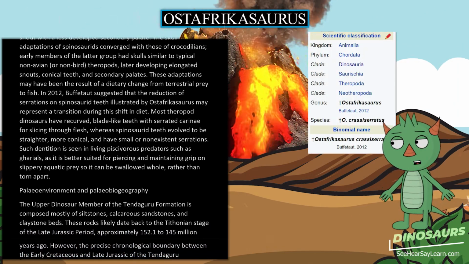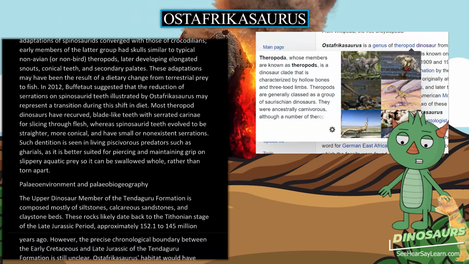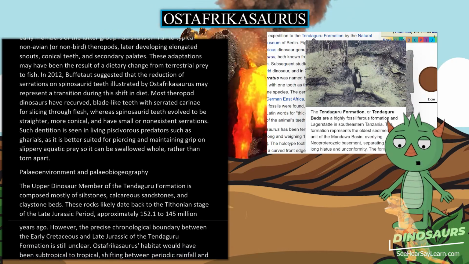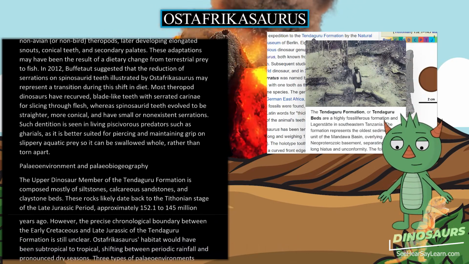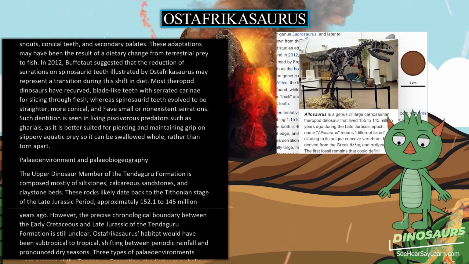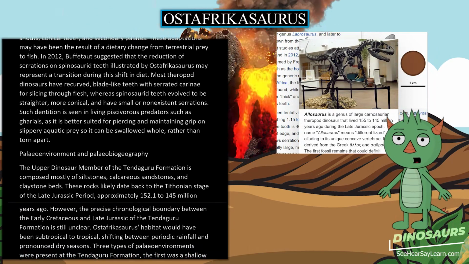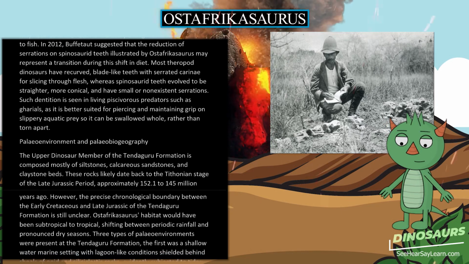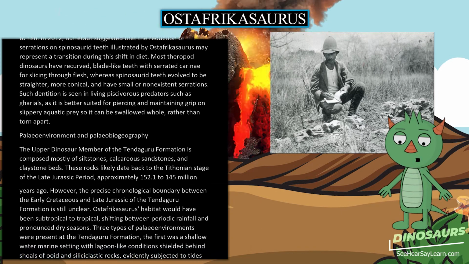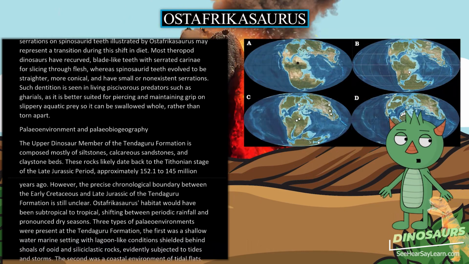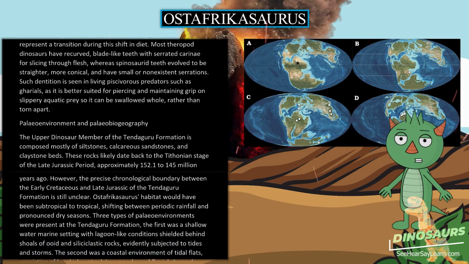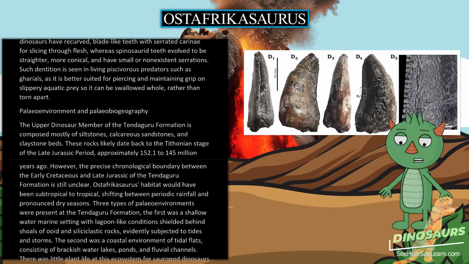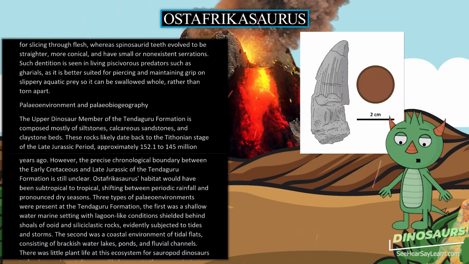Paleo Environment and Paleobiogeography. The upper dinosaur member of the Tendaguru Formation is composed mostly of siltstones, calcareous sandstones, and claystone beds. These rocks likely date back to the Tithonian stage of the Late Jurassic period, approximately 152.1 to 145 million years ago. However, the precise chronological boundary between the early Cretaceous and Late Jurassic of the Tendaguru Formation is still unclear. Ostafrikasaurus habitat would have been subtropical to tropical, shifting between periodic rainfall and pronounced dry seasons.